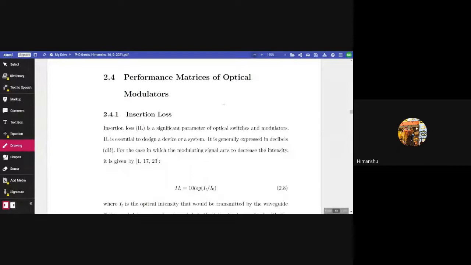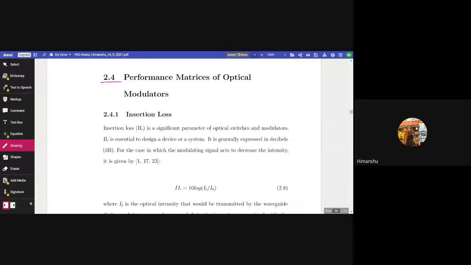Okay, section 2.4 is performance metrics of optical modulators. First of all, we'll go through insertion loss. Insertion loss, denoted by IL, is a significant parameter of optical switches and modulators. IL is essential to design a device or a system. It is generally expressed in decibels, dB.